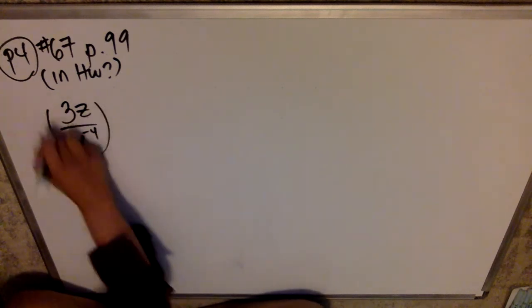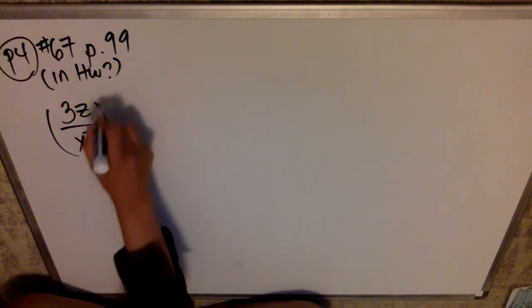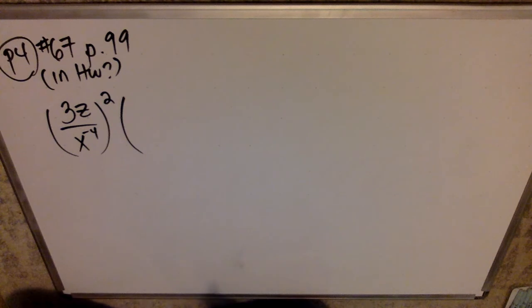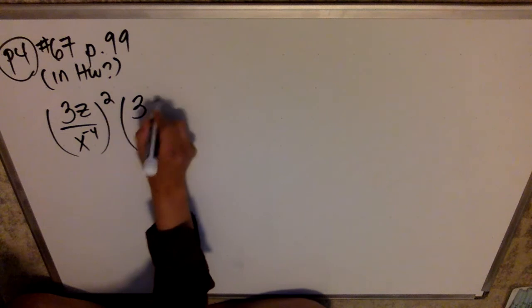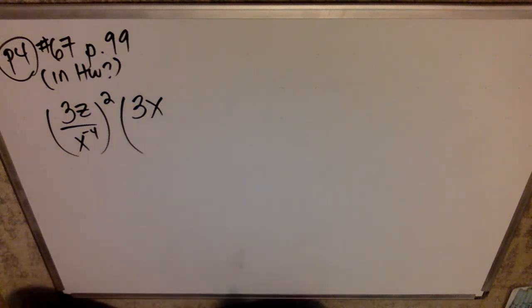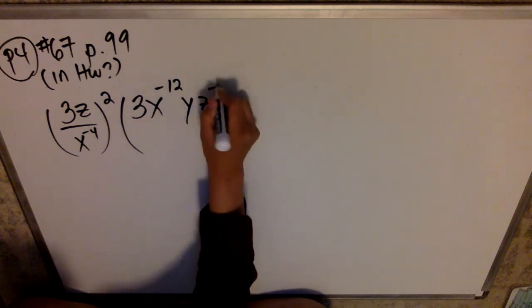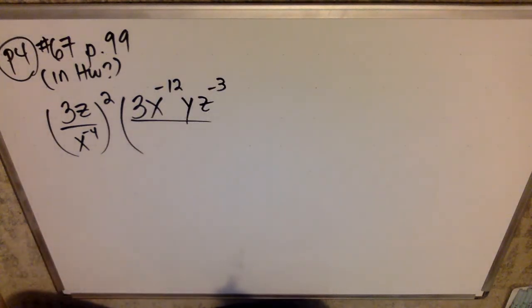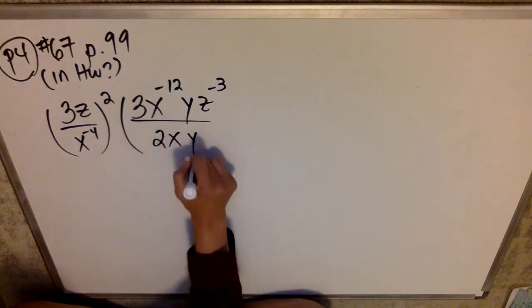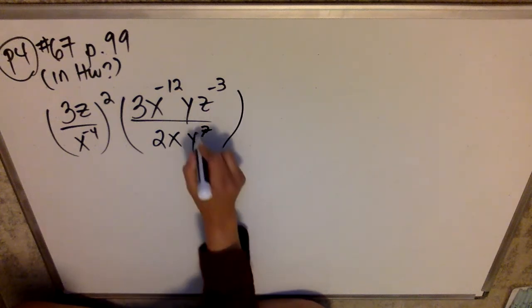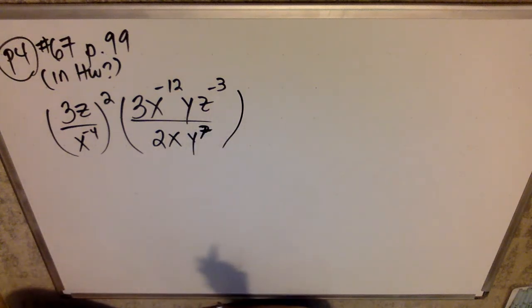Okay, so we have a 3z over an x to the negative 4th, and that is all inside a 2, right? And then we have 3x to the negative 12, y z to the negative 3rd. So 3x to the, I think it's a negative 12, z, and then y, and then z to the negative 3rd, on top of a 2xy to the 7th. So 2xy to the 7th. All inside, also inside a negative 3. I also put the lines on my 7th, sorry.